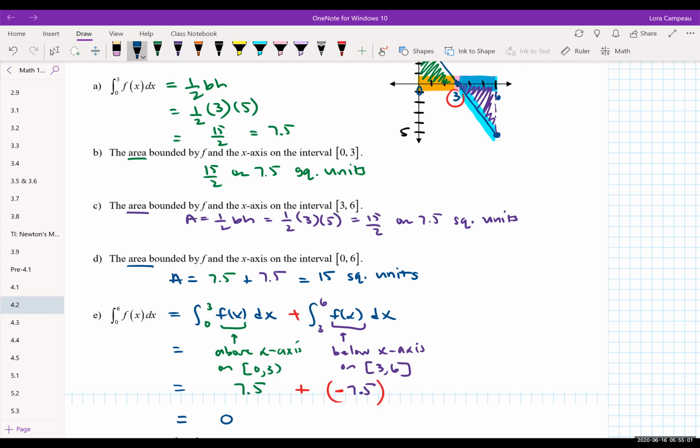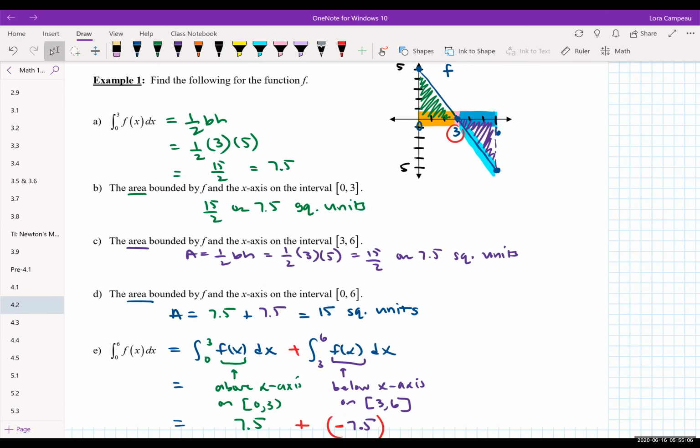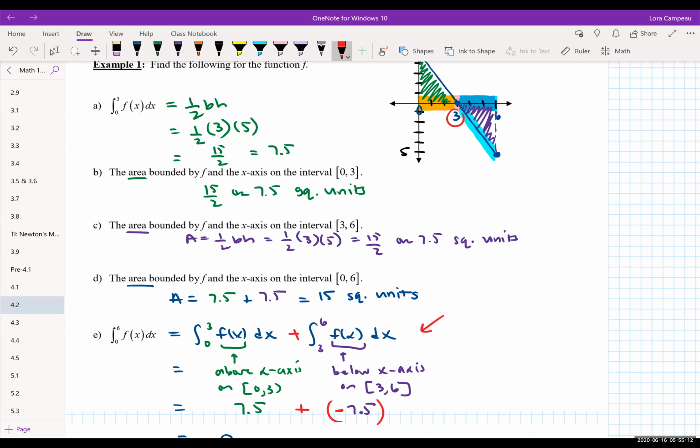If we're really trying to understand what integrals do, just one last caution, a note for ourselves. When we look at this integral of f of x from 3 to 6 with respect to x, it should be negative 7.5. It's really tempting to say that it's 7.5, but because it's below the x-axis, we have to be careful.